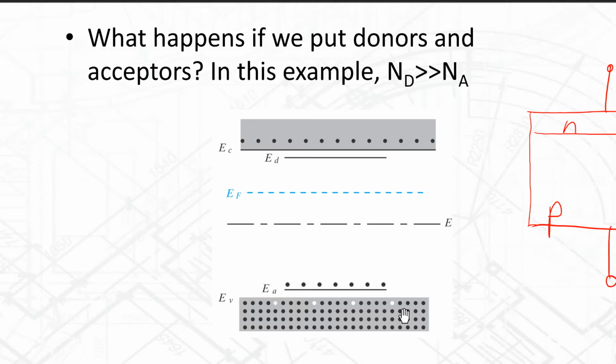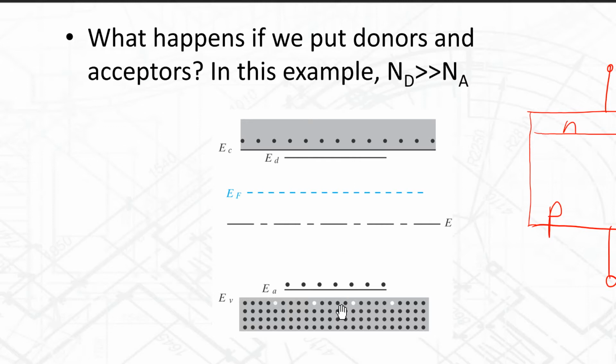But here, the key thing is, in this case, Nd is much larger than Na. The number of donors is much larger than the number of acceptors. So you're going to end up getting an n-type material. The way you can explain this with the energy band diagram is that you have a lot more dopants. You have many more electrons that are being put into the conduction band.